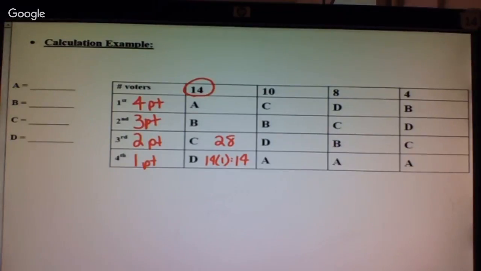And you keep moving up. B gets 3 points for coming in second place. So this comes out to 42. 3 times 14. And finally, first place, A gets 4 points for each one of these votes. So they get 56.